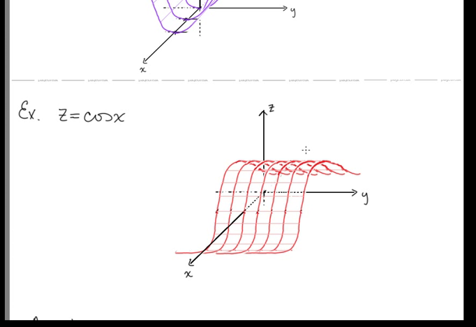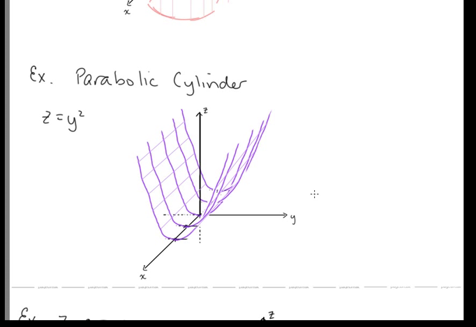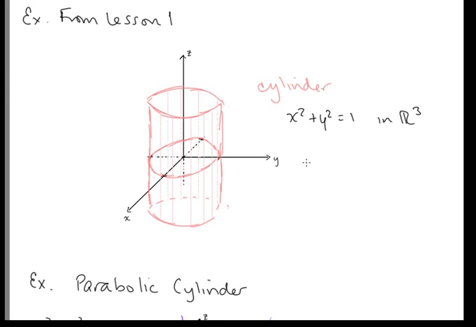When one of your variables is not in the equation, notice that's the axis in which all the lines are parallel to. Here, y is not in our equation, but all the lines are parallel to the y-axis. Here, x is not in the equation, and all the lines are parallel to the x-axis. And z is not in this equation, and all of these lines are parallel to the z-axis.